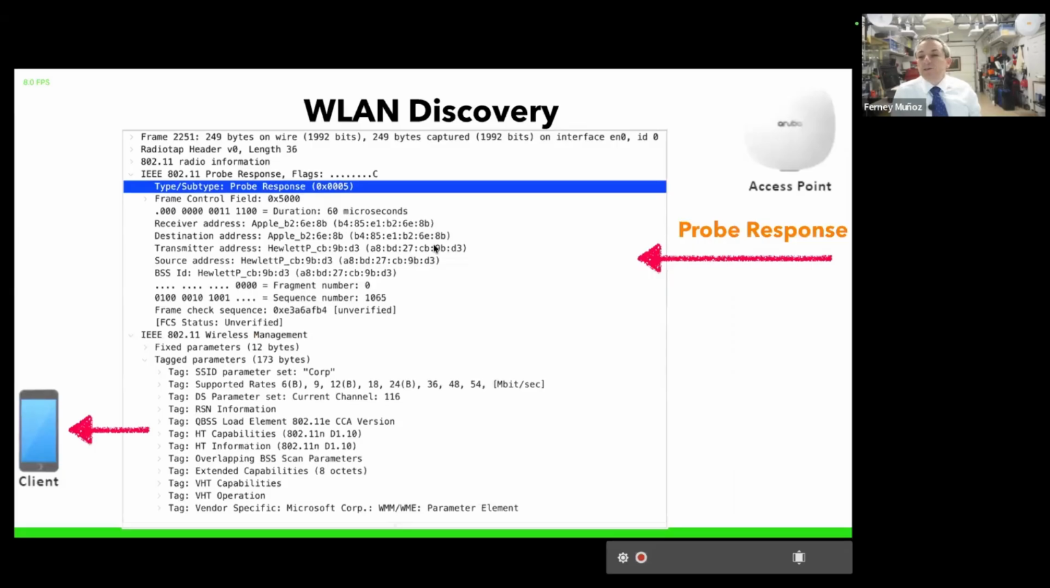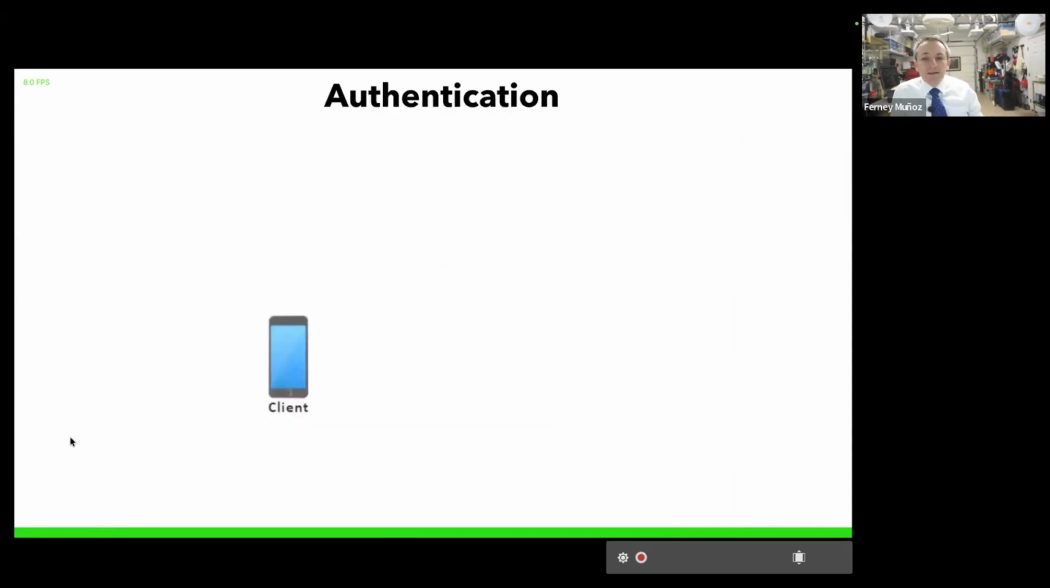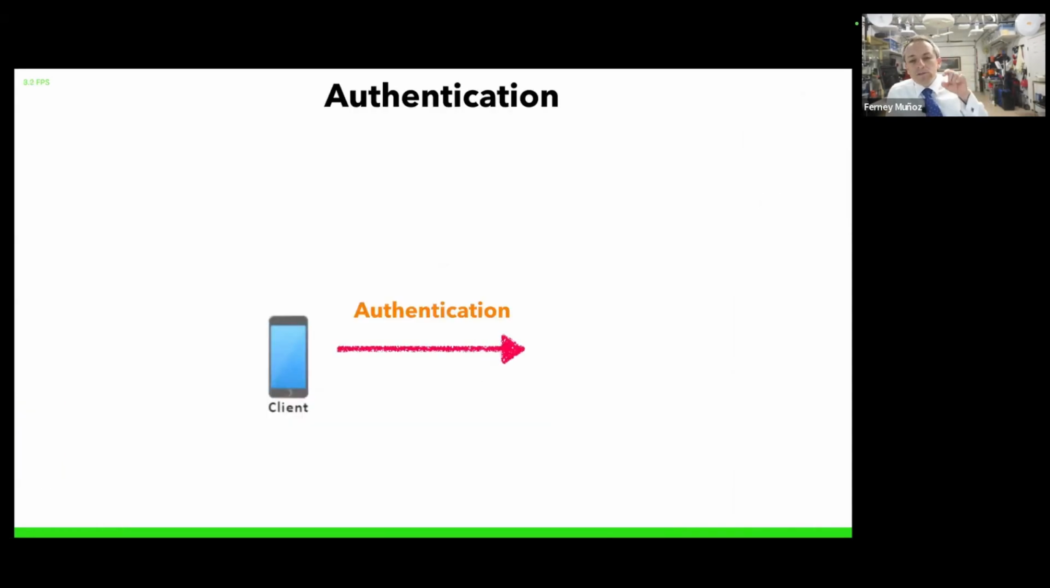Because it has a destination address. It's specific for you, babe. It's going to send them all of that information, but that's for that client. Then now the authentication process comes, the open system authentication, no passwords, no credentials get exchanged here.